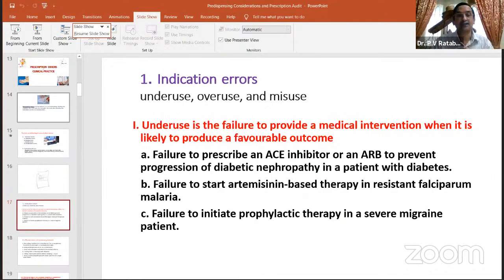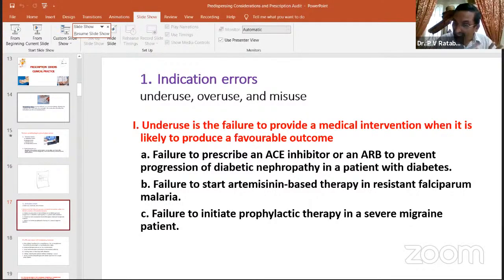So coming to indication errors, this can be of three types: underuse, overuse, and misuse. Underuse is the failure to provide a medical intervention when it is likely to produce a favorable outcome. All these you may not be able to pick up in a pharmacy, like failure to prescribe an ACE inhibitor or an angiotensin receptor blocker to prevent progression of diabetic nephropathy in a patient with diabetes, or failure to start artemisinin-based therapy in resistant falciparum malaria, or failure to initiate prophylactic therapy in a severe migraine patient.